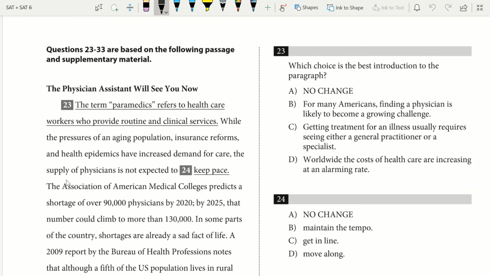The physician assistant will see you now. The term paramedics refers to healthcare workers who provide routine and clinical services. Well, I'm asked for the best introduction to the paragraph, which means I need to read on to get my idea of what the paragraph is saying.